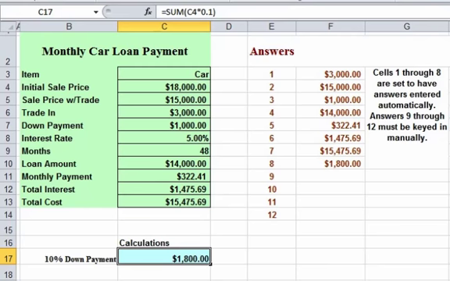So again, what we just finished up here was the total. We did the PMT on the last one. We made it a positive number by putting the minus sign. We figured out our interest, and then we also figured out the total cost of the loan. So I'll stop here.